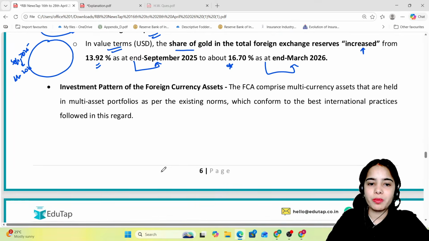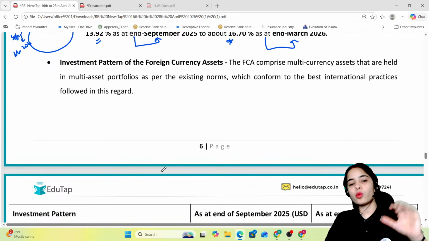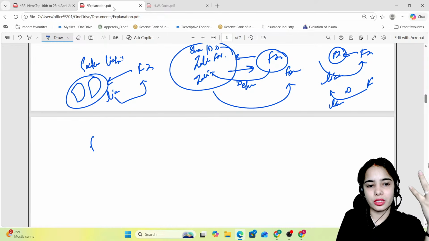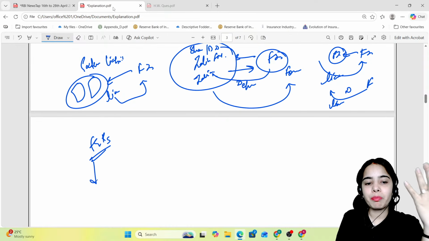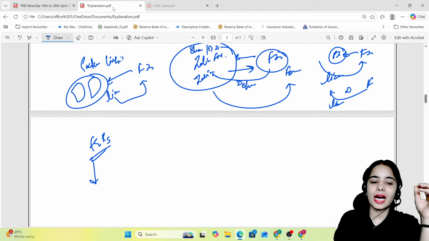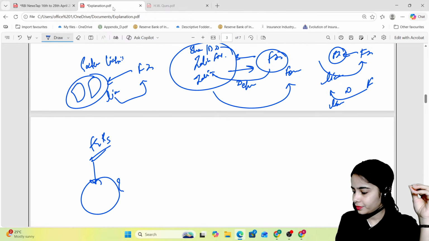Okay, investment pattern of foreign currency assets. Now we have seen that in the foreign exchange reserves, the highest component is what? In the foreign exchange reserves, the highest component is of what?